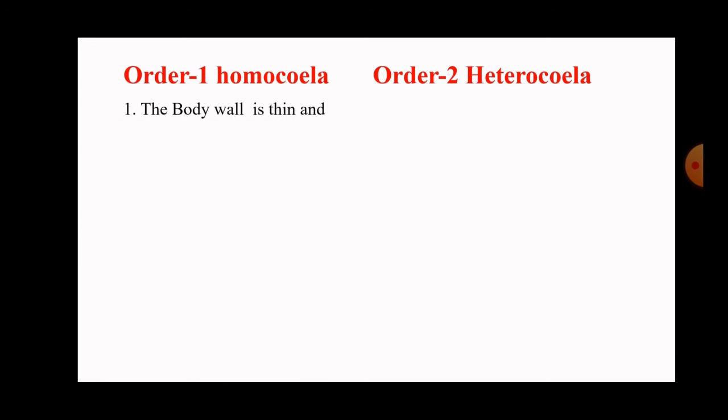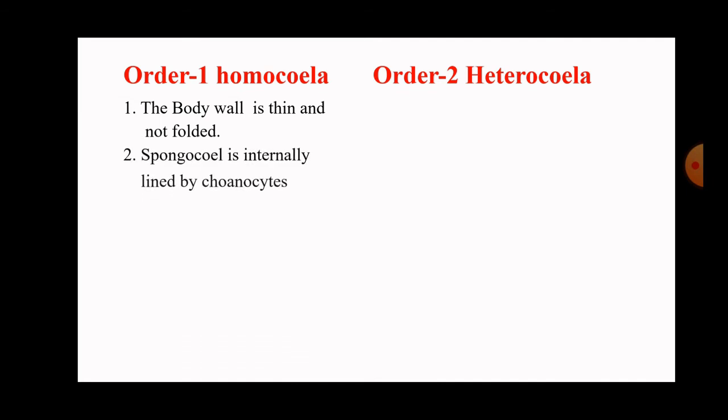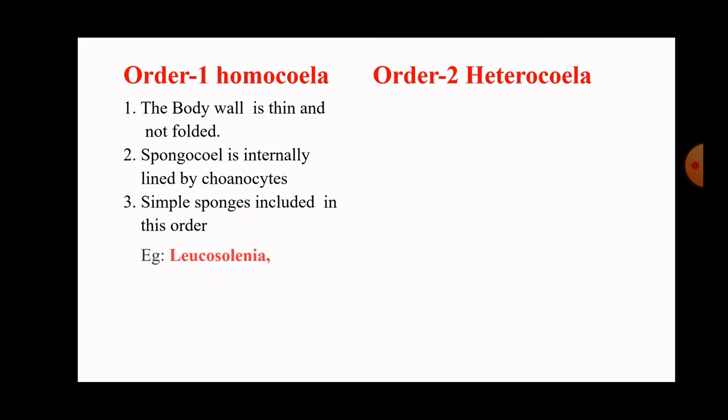In order 1 Homocoela, in these animals the body wall is thin. The body wall is thin and not folded, and the spongocoel is internally lined by choanocytes. And these are all simple sponges. Example: Leucosolenia, Clathrina and Dyssycus.